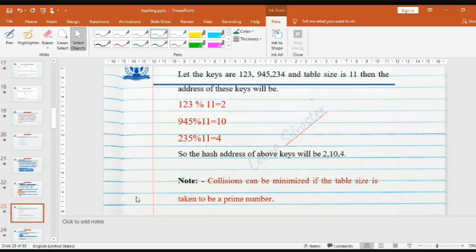So how will you calculate the hash function? Key is 123 and table size is 11. 123 mod 11. Yes, 123 mod 11. So the answer is 2. Then the next key is 945 and the table size is 11.